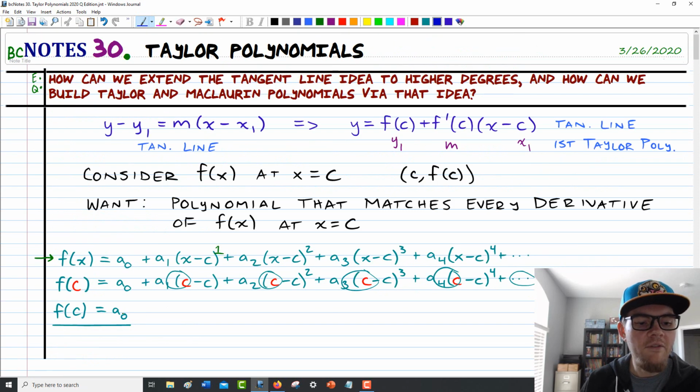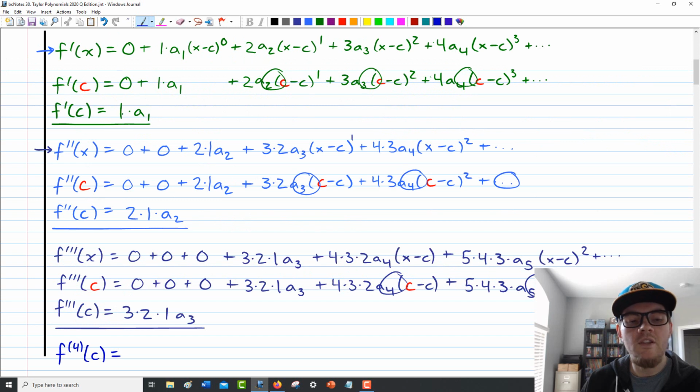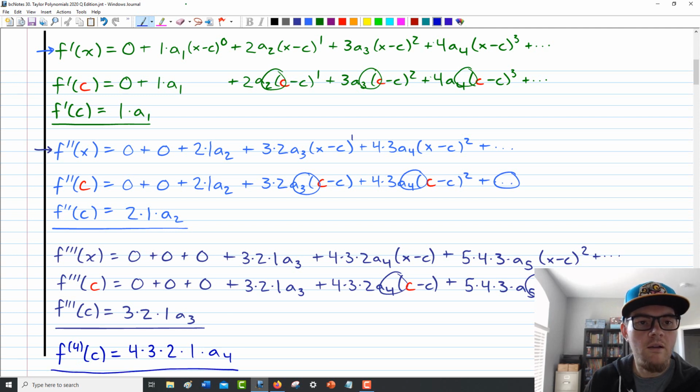So we've got f of c is a sub 0, f prime of c is 1 times a sub 1, f double prime of c is 2 times 1 times a sub 2, f triple prime of c is 3 times 2 times 1 times a sub 3. I'm hoping that your thought is this. It'll be 4 times 3 times 2 times 1 times a sub 4. And if that's what you were thinking, well, gosh darn it, you're right. That's absolutely what's going to happen.